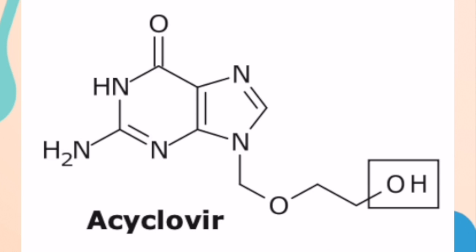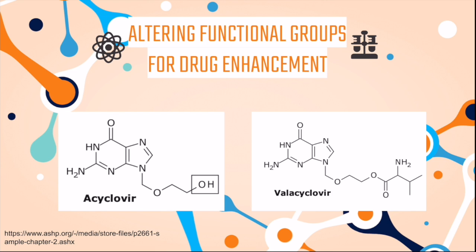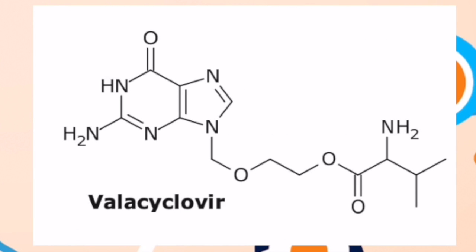However, acyclovir does not absorb well when taken orally, which is due to the hydroxyl group on the end of the drug molecule. So sometimes the OH group is replaced with a valine ester, as you can see on the molecule on the right, valacyclovir, which is the exact same thing, except instead of the OH group, it is now a valine ester. So this makes the drug much more easily absorbed, which increases the function.